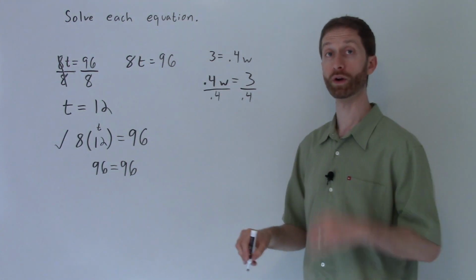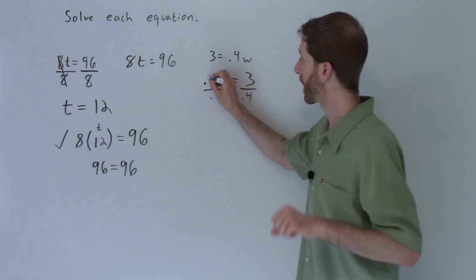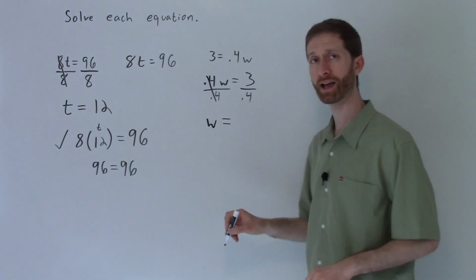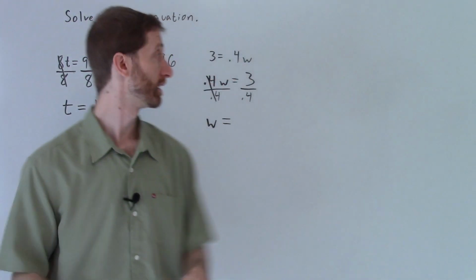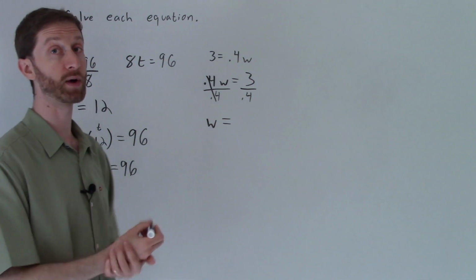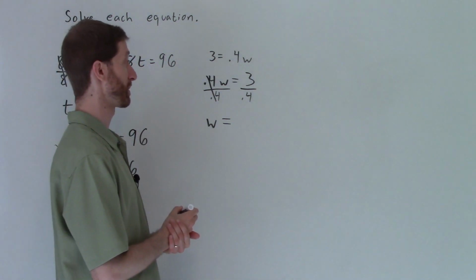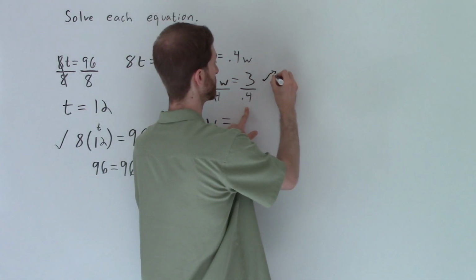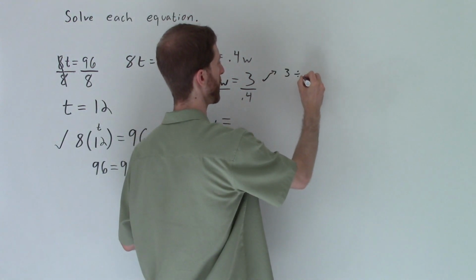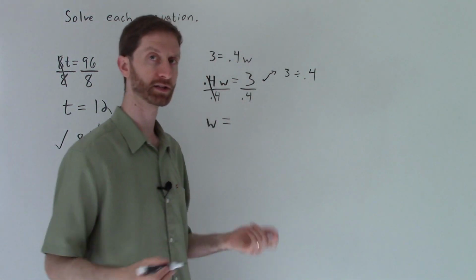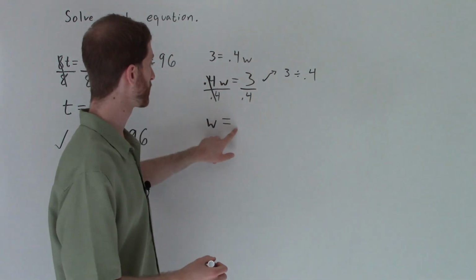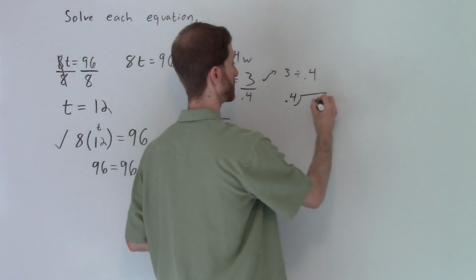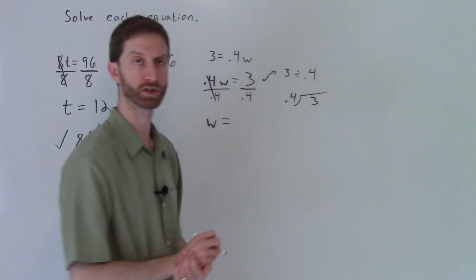0.4 divided by 0.4 is 1. They cancel out, leaving us with w on the left-hand side. Now on the right-hand side, if you have a calculator, great. If you don't, then no worries. We're going to do it out with a little bit of thinking. So this right here is the same as 3 divided by 0.4. So we're going to set up that decimal division problem, do it out, and then put the result right in here. So I have 0.4 dividing into 3. That's the division that's going on.